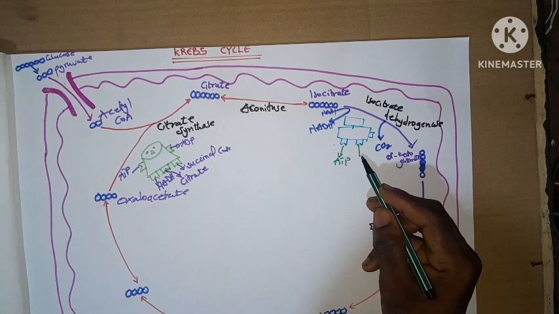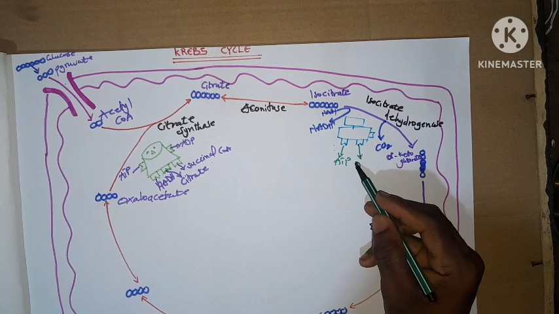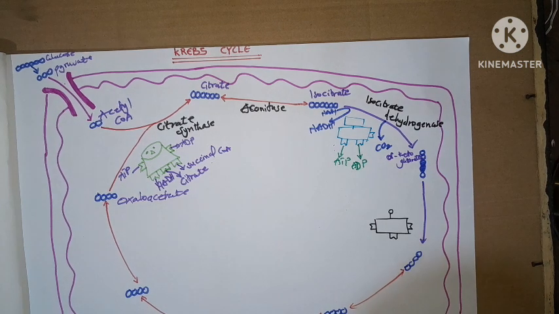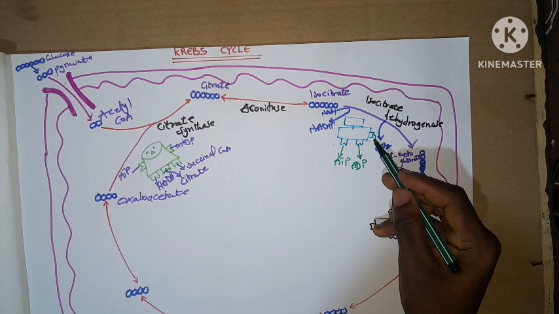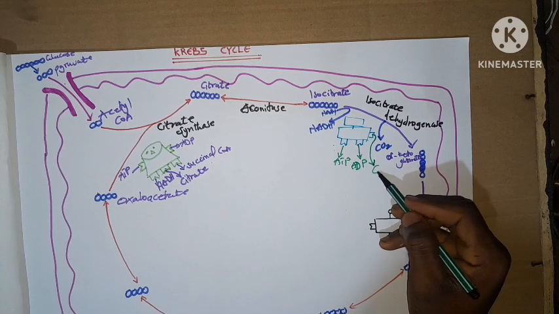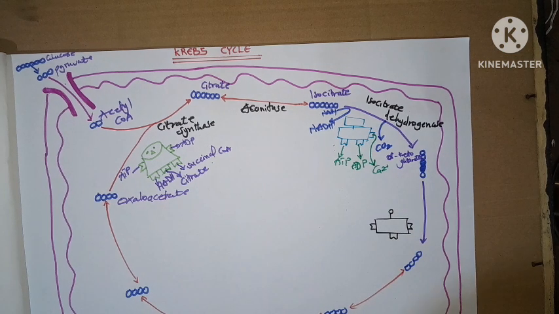So too much ADP will stimulate this enzyme. And also calcium ions can stimulate this enzyme. This calcium will act as a signaling molecule in the muscles, and it is needed in order for muscle contraction.